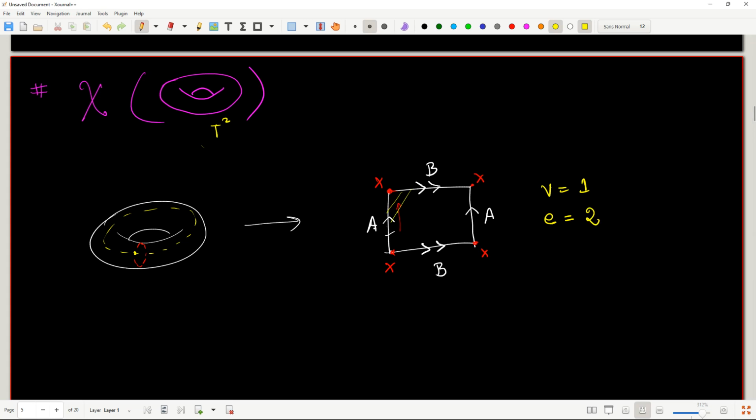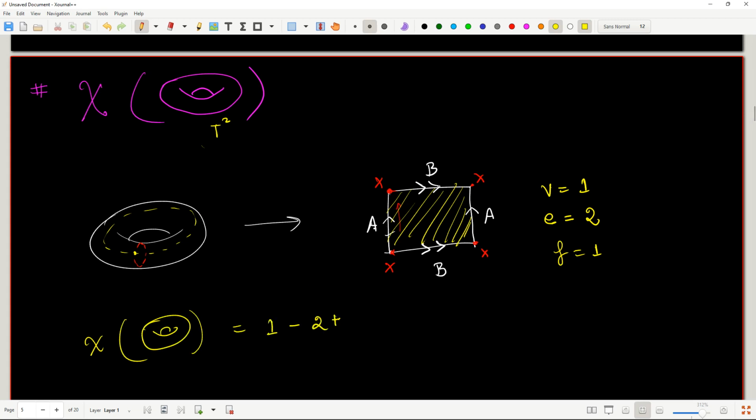And since this guy is filled up, how many faces are there? There is only one face, right? So the Euler characteristic of this torus is 1 minus 2 plus 1. This is 0.